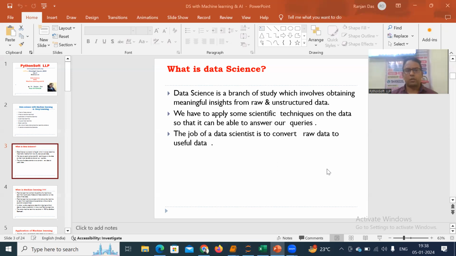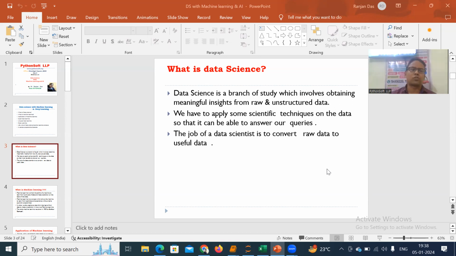If somewhere the affected rate is more, then vaccination should be more. So all the decisions are taken by data. Data is a very important factor nowadays. Simply, the job of a data scientist is to collect raw data and convert it into useful or meaningful data.